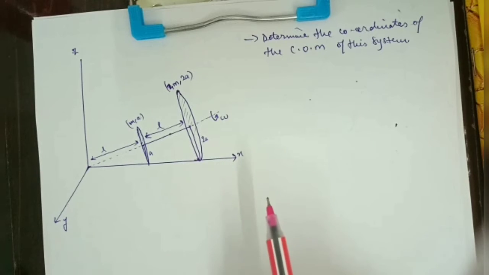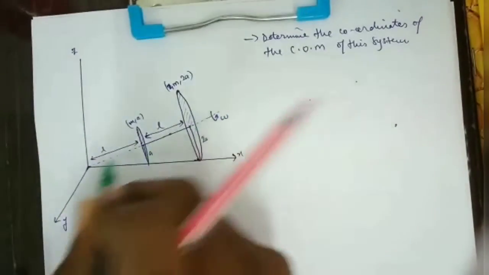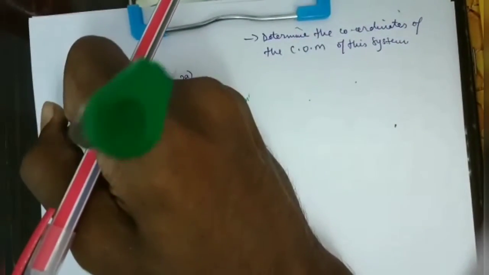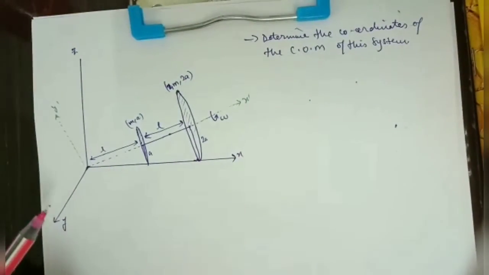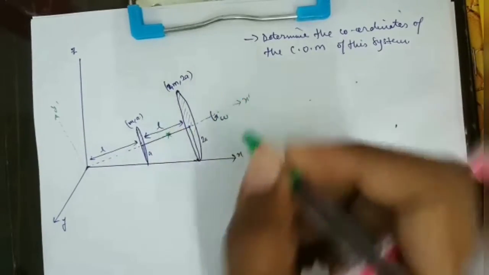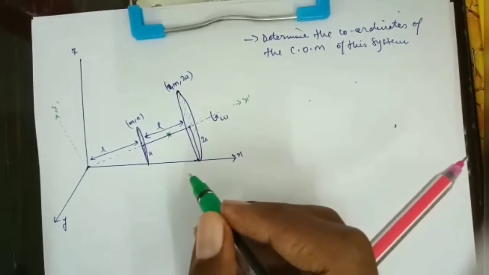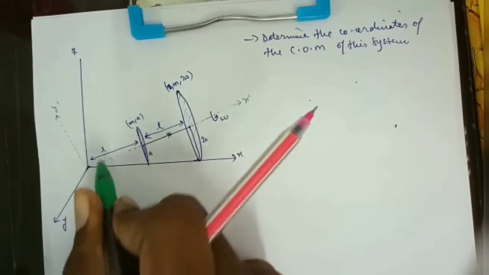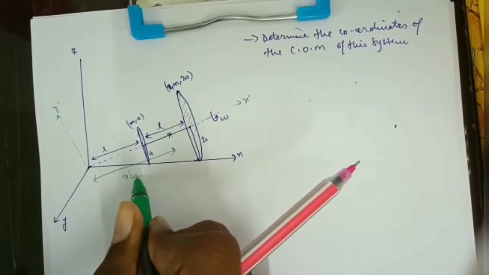So first we take an axis along this line, let this be x prime, and we choose a perpendicular axis to x prime, that is y prime. Let's suppose the center of mass is located somewhere here. We know that it would lie on this line only, the x prime axis, by symmetry. So this distance is x prime cm.